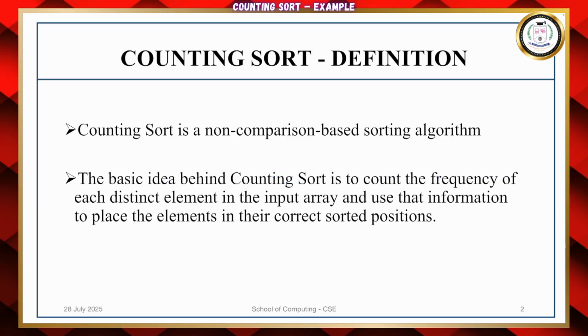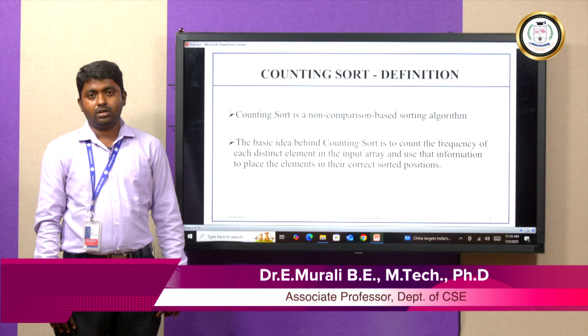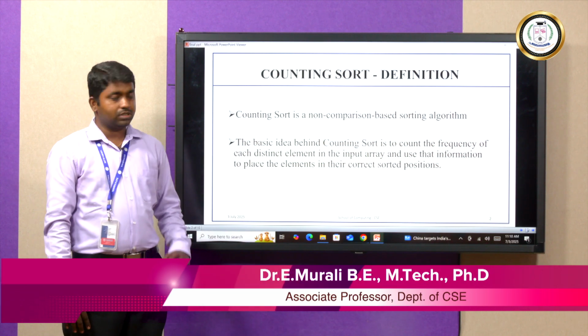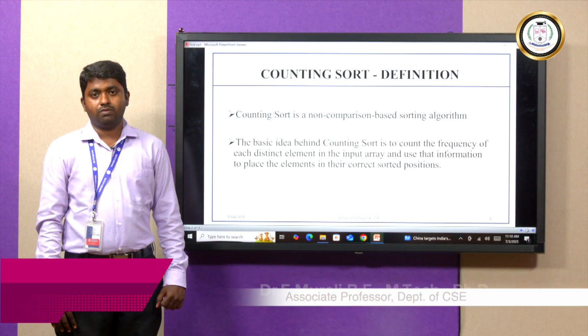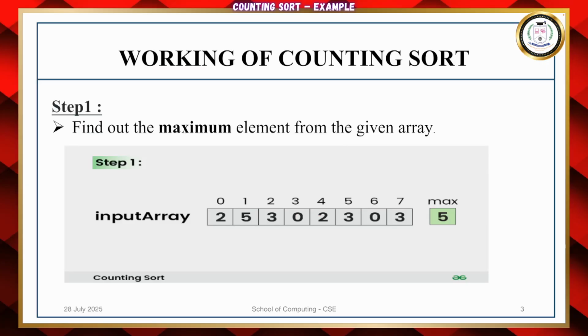Counting sort is a non-comparison based sorting algorithm, where we are not going to compare each element. In other sorting techniques, we compare and then sort. The basic concept here is that we count the frequency of the input elements and use it to sort them. In step 1, we have a set of input elements.